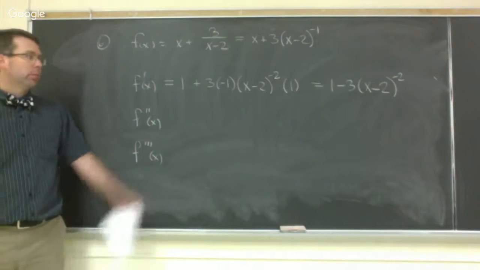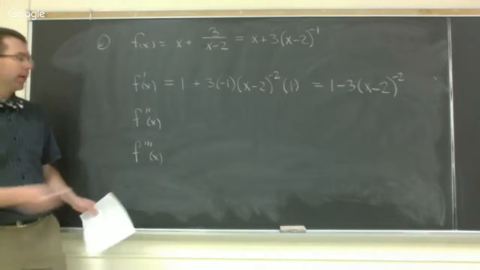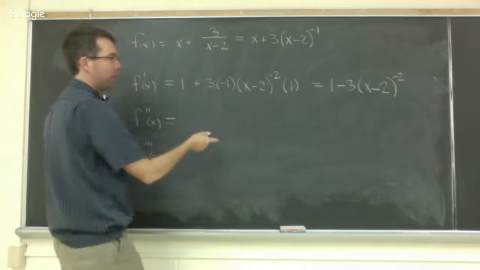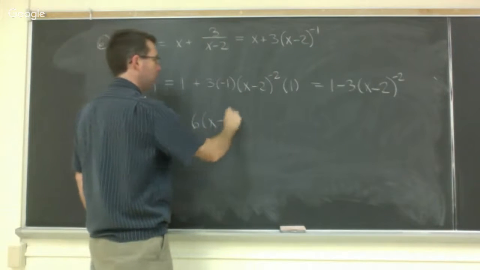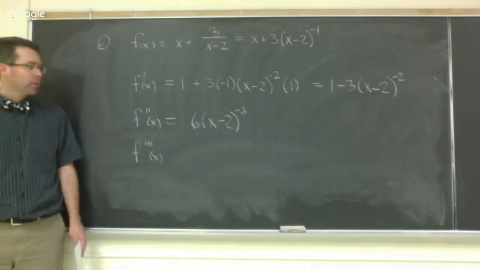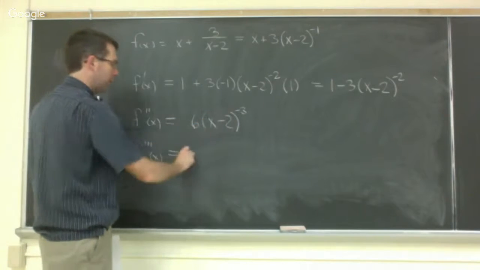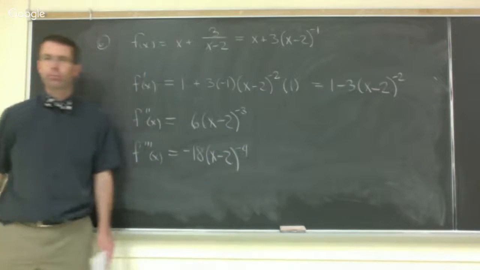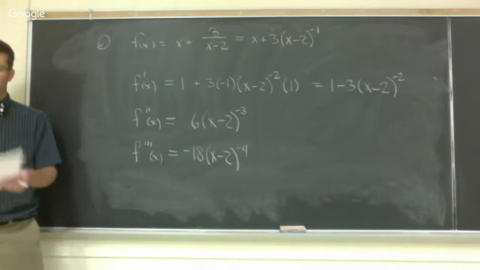Now, this problem's been completely written out, but I'm okay with you doing that arithmetic in your head. When I take this next derivative, I get 0. I'm not going to write it down. Minus 3 times minus 2 is going to be 6. x minus 2 to the minus 3 times 1 that I don't need to write down. So I get 6 times x minus 2 to the minus 3. And the third derivative, I'll get negative 18 x minus 2 to the negative 4. Okay. Any questions? Hopefully that one was easy.